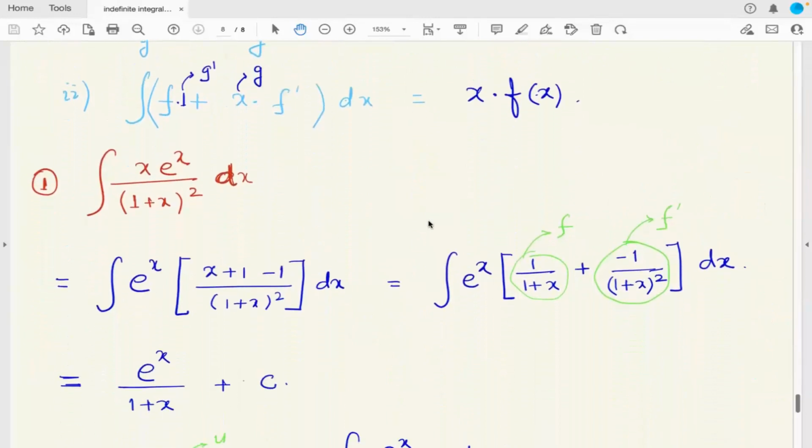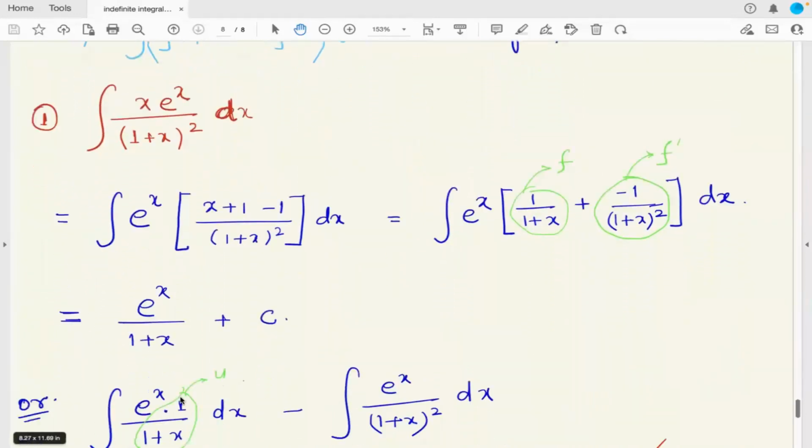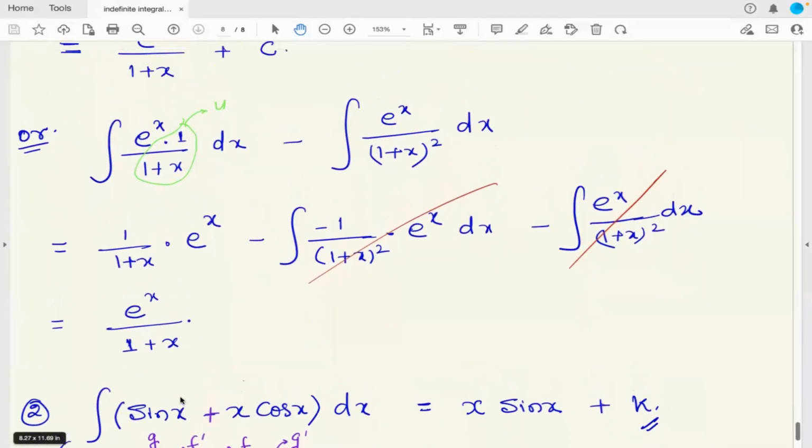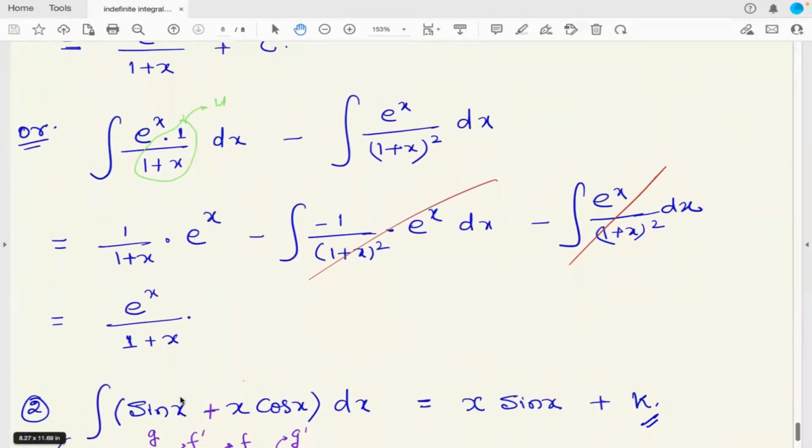Move to the next example. So the answer is e to the power x times 1 by 1 plus x. Okay, so now move to the second question.